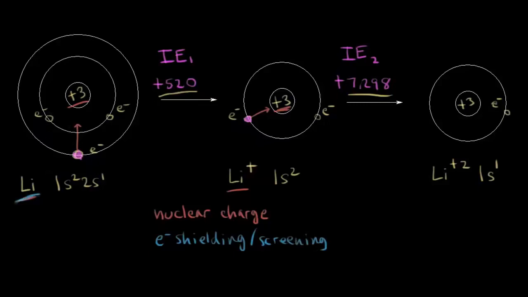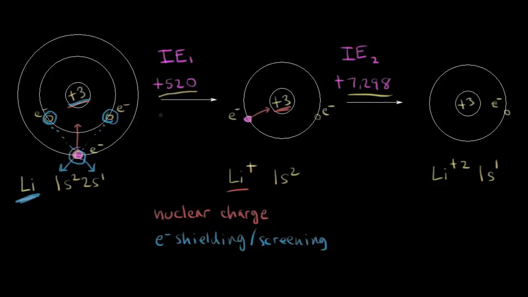So going back to the neutral lithium atom, these 2 inner shell electrons are going to repel this outer shell electron. So this one is going to repel this one as well. And so you could think about it as they screen the electron in magenta from feeling the full force of the positive 3 charge in the nucleus, because electrons repel other electrons.